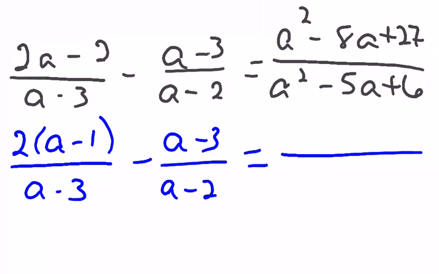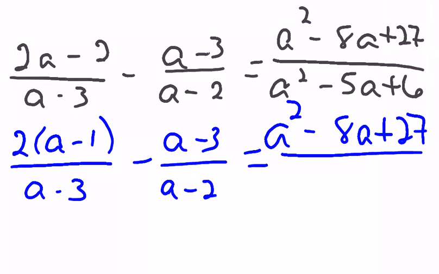So on the top, we need factors of 27 that add to a negative 8. So if we look at the factors of 27, it's 1 and 27 or 3 and 9. None of those are going to add to 8. So the top stays the way it is. That actually doesn't factor so easily. But we always want to check.